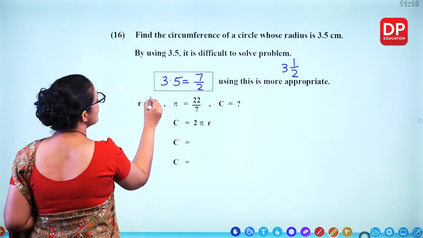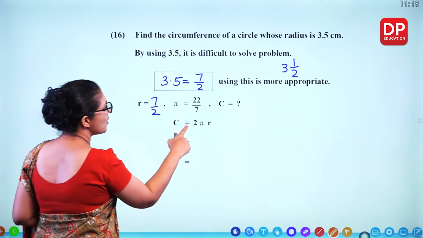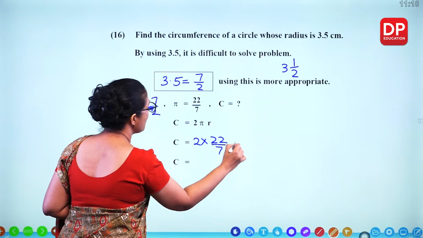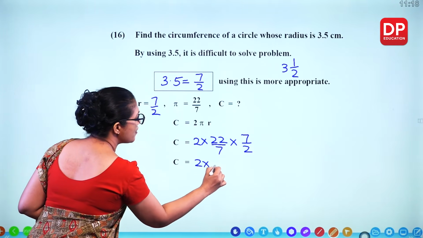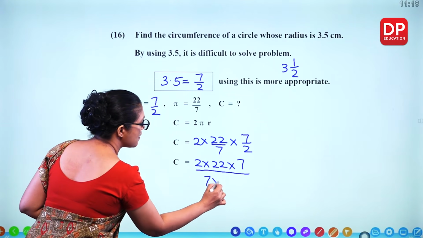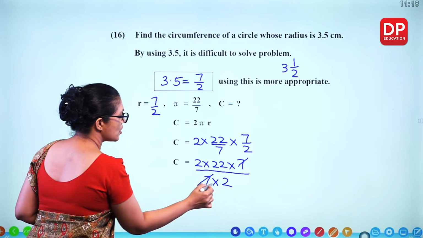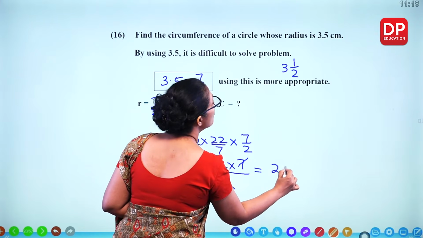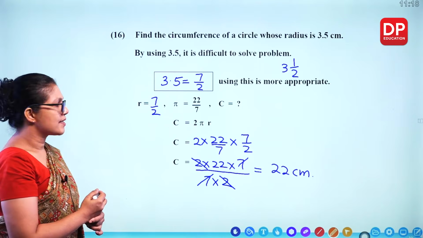So we'll see. So radius is 7/2. Pi is 22/7. So what's the circumference? 2 times pi, 22/7. R is 7/2. Now multiply the numerator and denominator becomes 7 times 2. So 7 gets cancelled out. 2 with 2. You get 22 centimeters for the circumference.